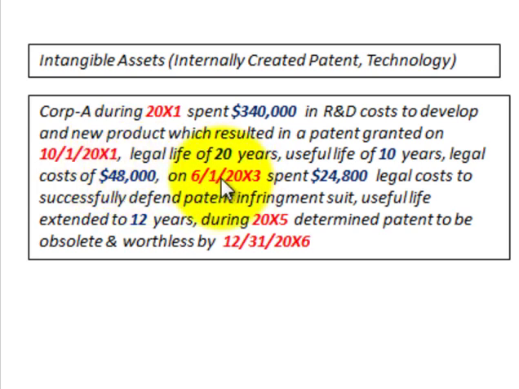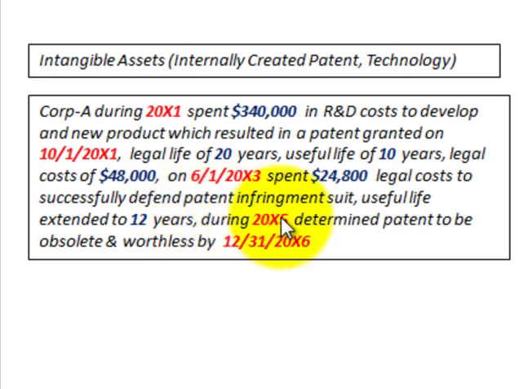Now on June 1st, 2 years later in 20X3, they spent another $24,800 in legal costs to successfully defend the patent in an infringement suit. Somebody was trying to use the patent, and they went to court and successfully defended the use of this patent. And the useful life at that time was extended to 12 years because of this suit.